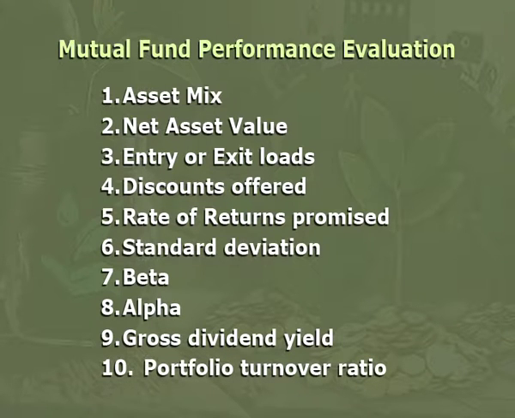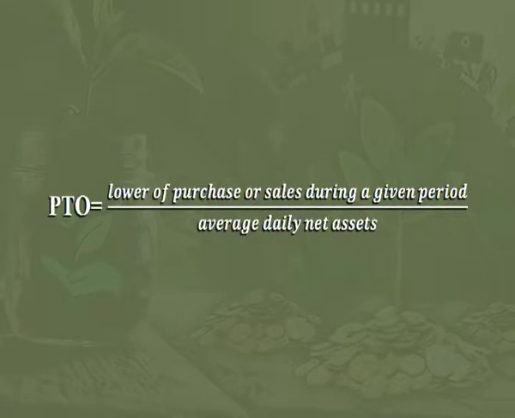Number 10. Portfolio turnover ratio. It represents the churn in the portfolio. The formula for portfolio turnover is the lower of purchase or sale during a given period divided by average daily net assets. Friends, let's understand a few illustrations.